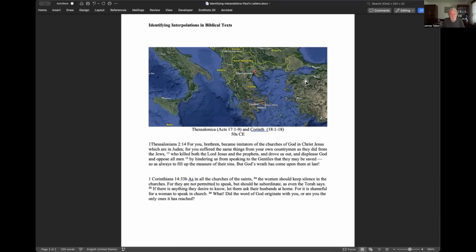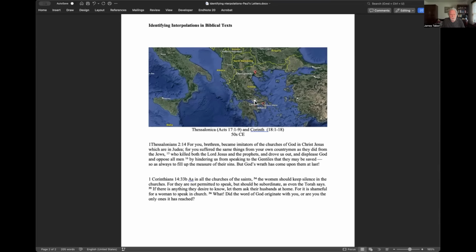And here's a map of Greece from the ancient world. And here you can see Athens, the capital. Corinth is just to the south and to the west, and it's on an isthmus, so that it has the double port from the east and the west.